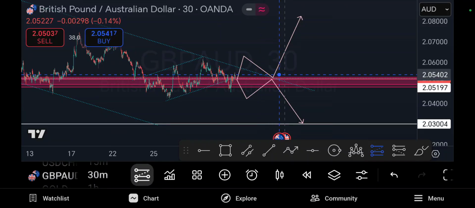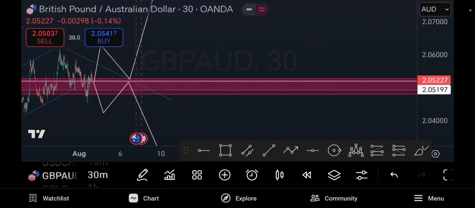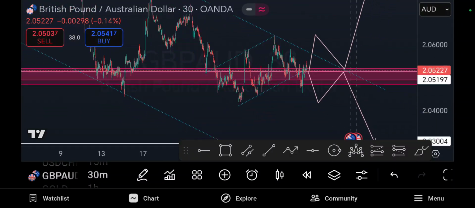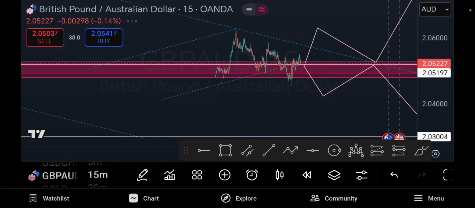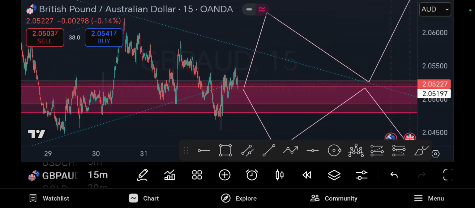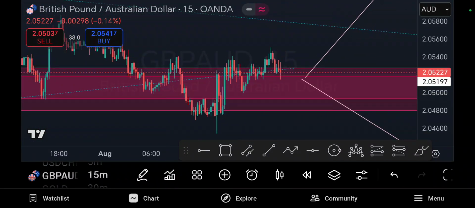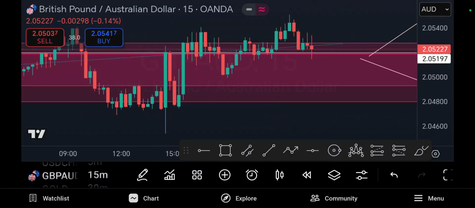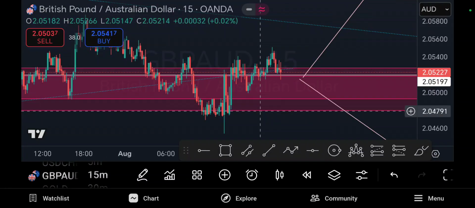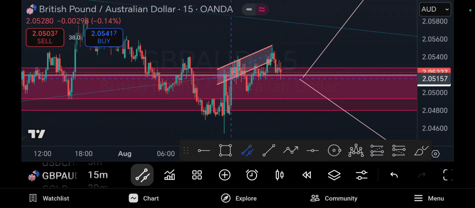So as you can see, it's clear. This is GBP AUD. Can also go to the 15 minutes. I'll be waiting for a proper setup on the 15 minutes down to the 5 minute. See, it's above the support line. But also, this is a reversal pattern. It's creating a reversal pattern.